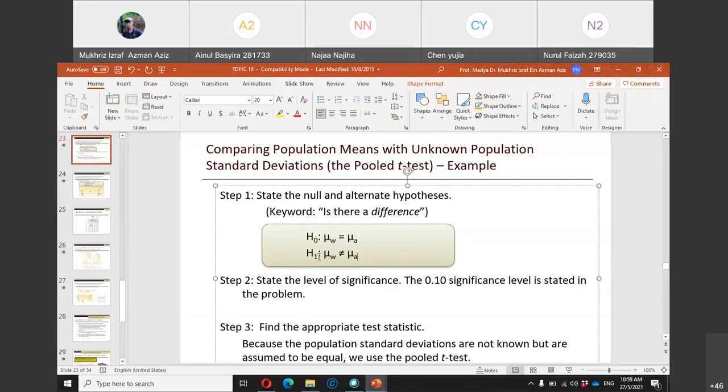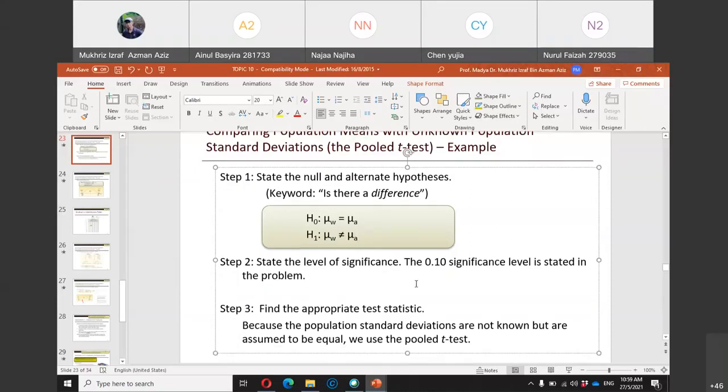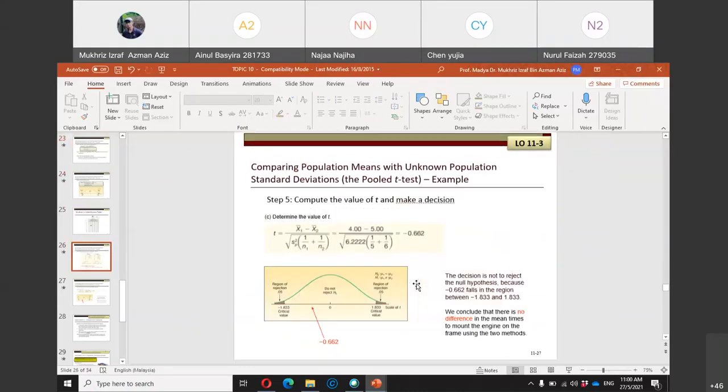If you reject, means there is a difference. Because your H1 says the mean of W is not equal to the mean of Atkins. But because we cannot reject, we cannot say that there is a difference. If you reject, there is a difference. So in part number 3, because we cannot reject H0, we conclude that there is no difference between the mean of W or values and the mean time of Atkins. So that is using the full t-test.